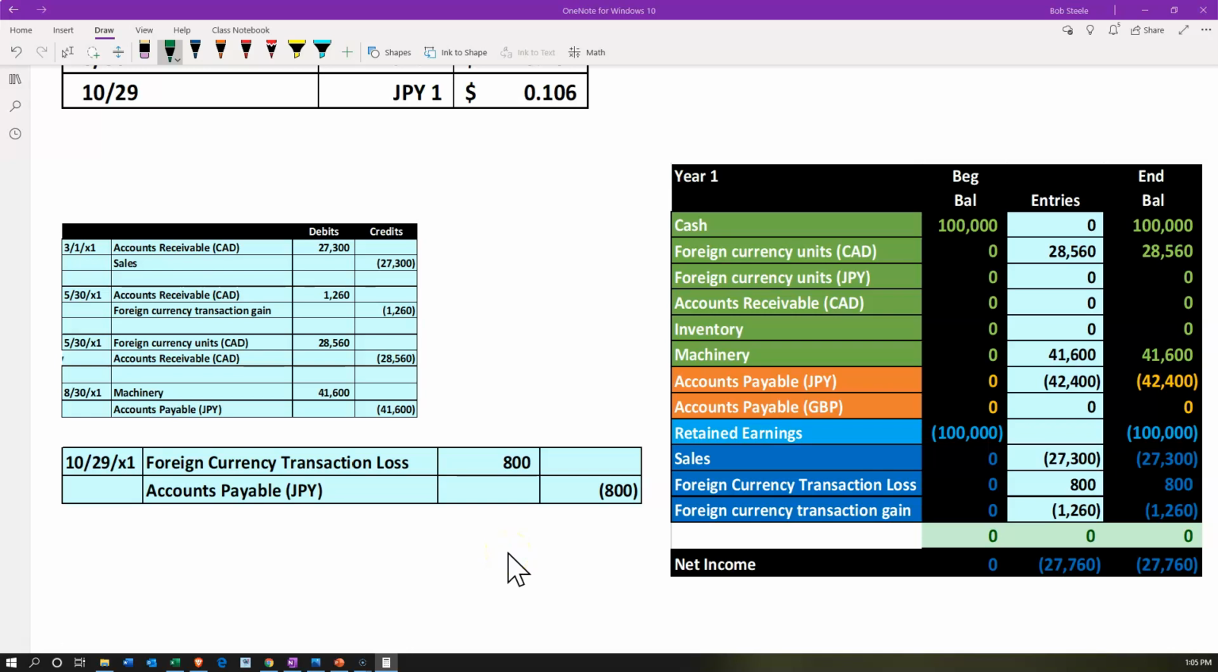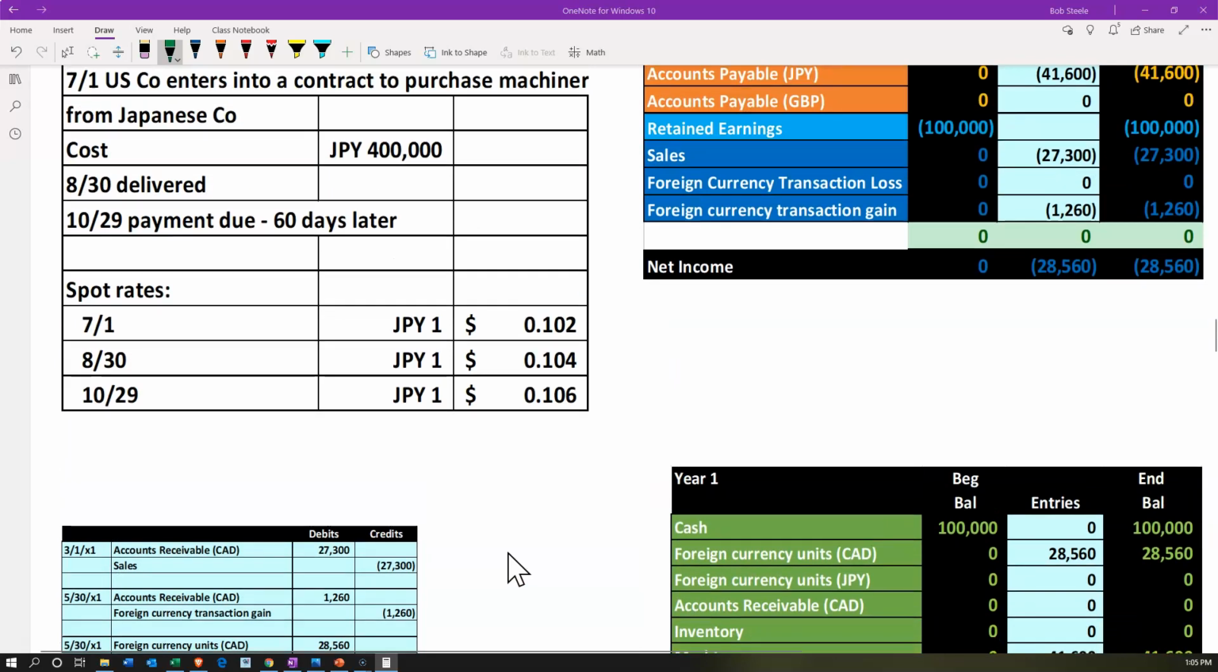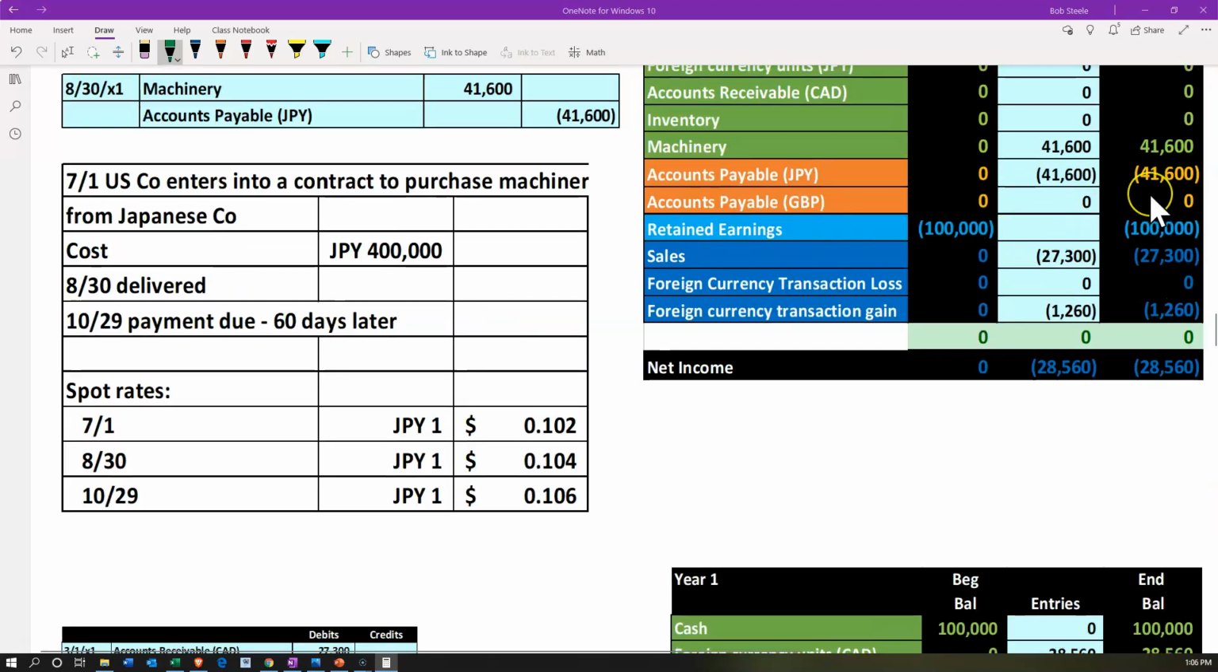So this time we're going to say then at 10/29. So at 10/29, that's when the payment is due. Therefore, we have this payable on the books that is going to become due. Now, this payable, we're actually going to make the payment in yen, 400,000 yen. And this payable is on the books as of the 41,600 measured in dollars, right? Because we're going to pay it in yen.